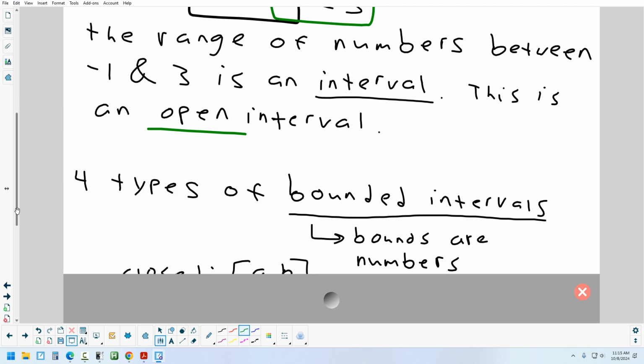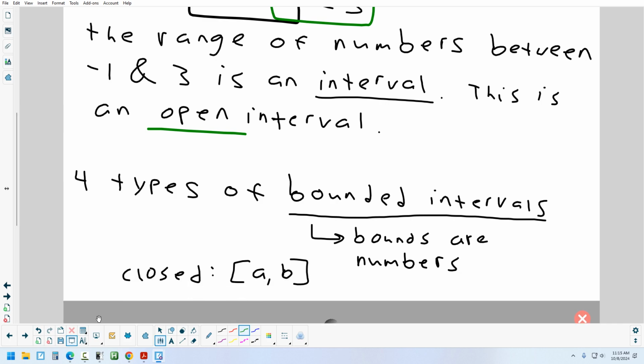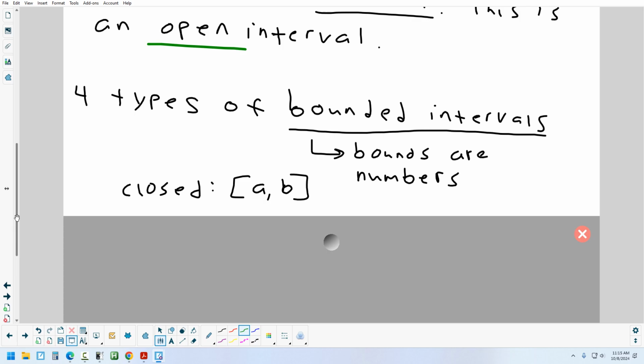Yeah? The infinity symbol. Right. If we have an infinity symbol, that's unbounded. We'll talk about that after, because it goes on forever. But as long as our bounds are numbers, that's called a bounded interval. So the first type of bounded interval is a closed interval.